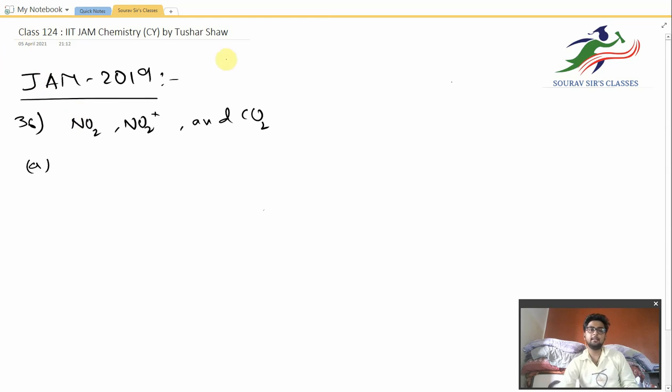N has 3 electrons in the p orbital, and each O has 4, so 3 plus 8 gives 11 electrons. Among the 11, 10 would be paired up and one would be left as the unpaired electron. In NO2 plus there would be 10 electrons, and all of them would be paired up. CO2 is also diamagnetic in nature, because C has 2 electrons in the p orbital and each O has 4, which is equal to 10. So 5 pairs would be there, and this would be diamagnetic as well.